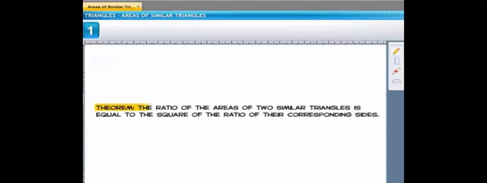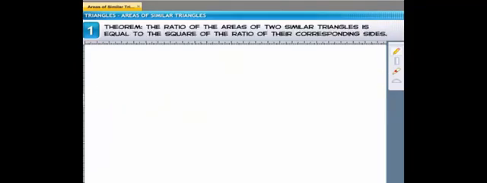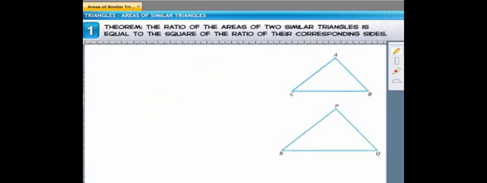The first theorem states that the ratio of the areas of two similar triangles is equal to the square of the ratio of their corresponding sides. Consider triangle ABC and triangle PQR. It is given that these two triangles are similar. We will prove that the ratio of the areas of triangles ABC and PQR is equal to the square of the ratios of their corresponding sides AB, PQ, BC, QR, and CA, RP.